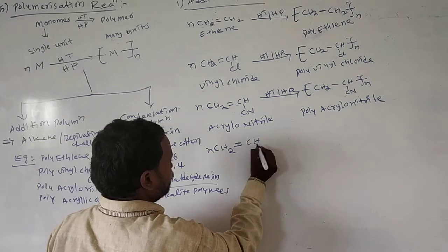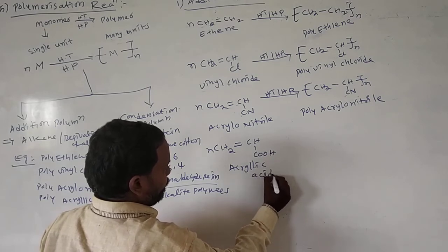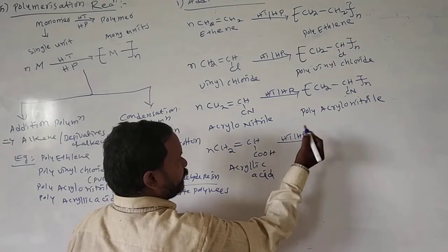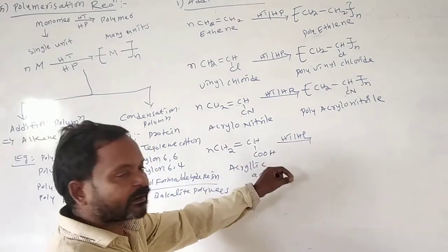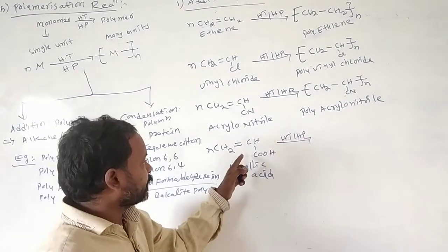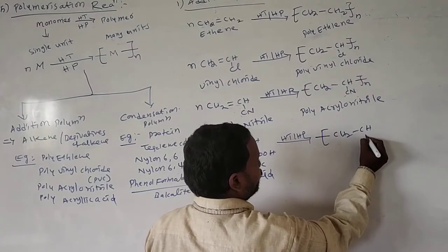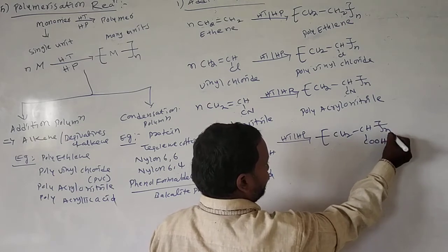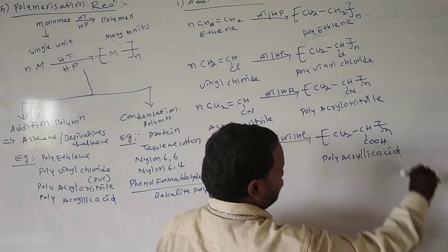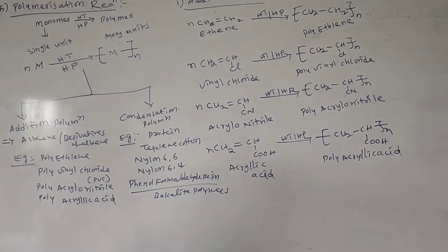Next, polyacrylic acid. This is acrylic acid. Acrylic acid reacts with each other at high temperature and high pressure. What happens when one reacts with another? We get a molecule containing a number of units. That we call a polymer. The double bond becomes a single bond. Here CH2-CH-COOH taken n times, polyacrylic acid. All these are the important examples for addition polymerization.